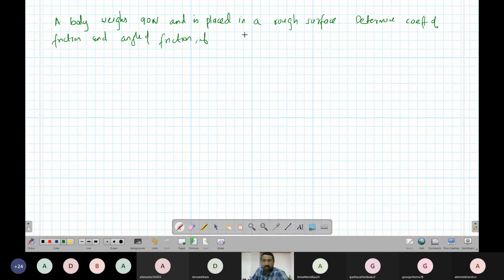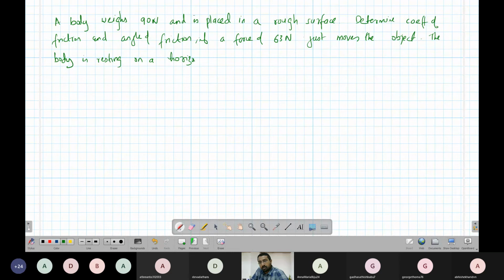If a force of 63 newtons just moves the object, the body is resting on a horizontal plane. Right. So we have a body, some shaped body. Let's say a box.